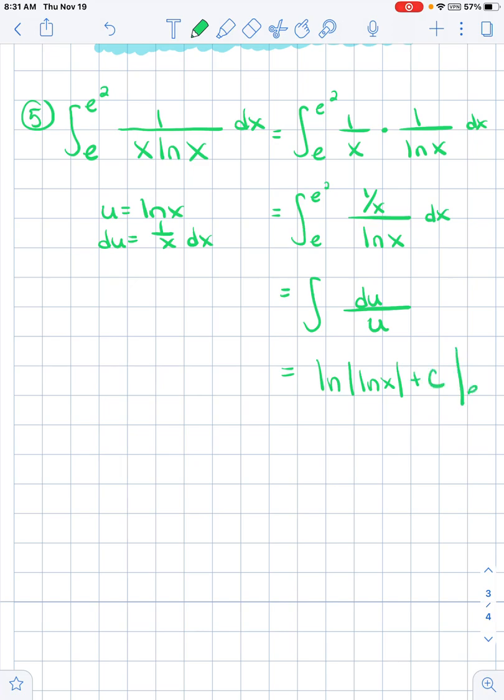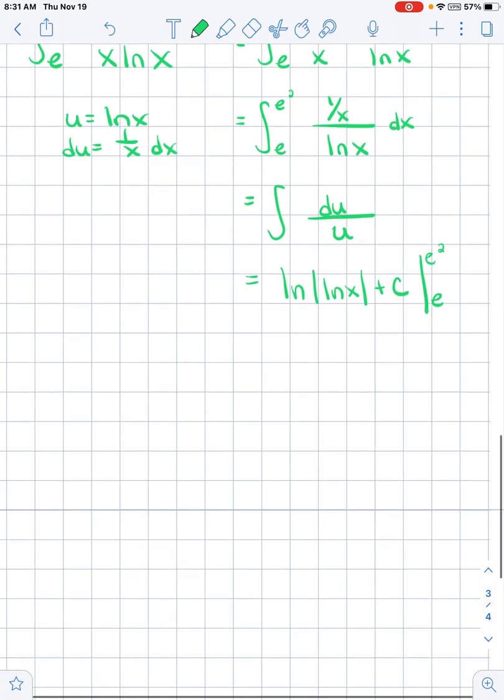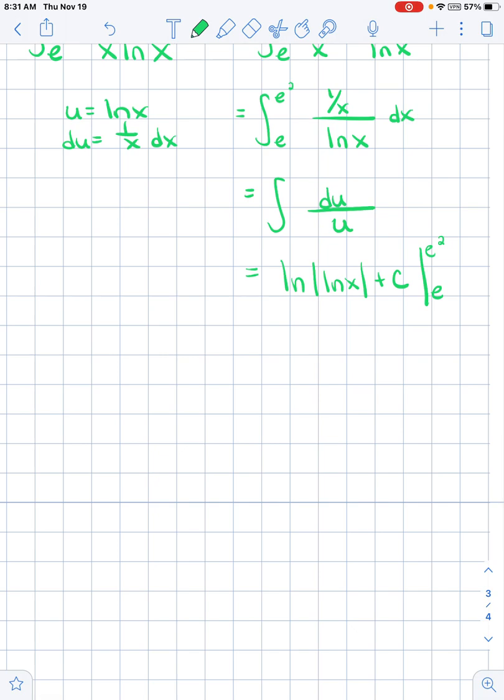Crazy. And don't forget, this is a definite integral, so we still need to evaluate it from e to e squared. All right, I'm going to plug in e squared first. I'm going to leave myself a little bit more space. The natural log of the natural log of e squared minus the natural log of the natural log of e. Crazy. Let's think this one through. So on the right side, it's a little bit easier. I know here the natural log of e is 1.